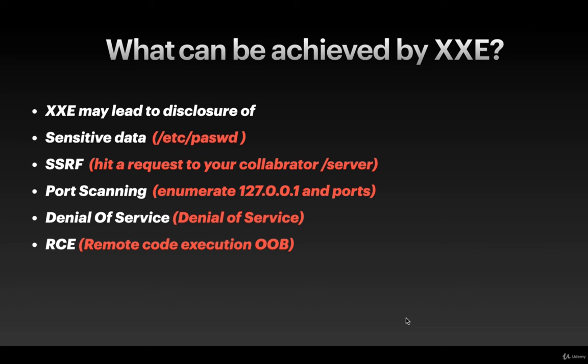What ports are running? Let's say you can enumerate the localhost and port number 22 is running SSH. Port number 25 is running SMTP. If you are able to identify any port number which is running an outdated service, you can attack it also. Next is denial of service, DOS. And the last one is remote code execution. We all know that remote code execution is a very, very dangerous vulnerability. It can also be achieved using XXE.